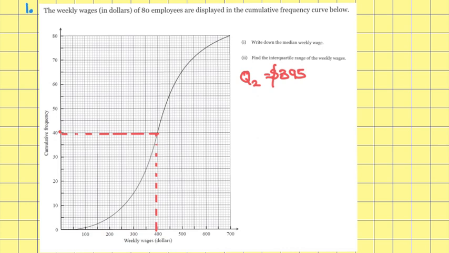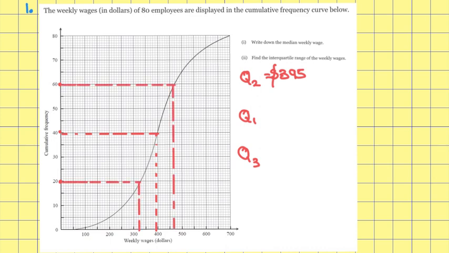In part 2, find the interquartile range. So for the interquartile range, I need to know Q1 and Q3, and again, I get those from the graph. Q1 is 1/4, which is 20. Q3 is at 3/4, which is 60. So I'm again going to draw lines horizontally to the graph and then vertically down to the wages.